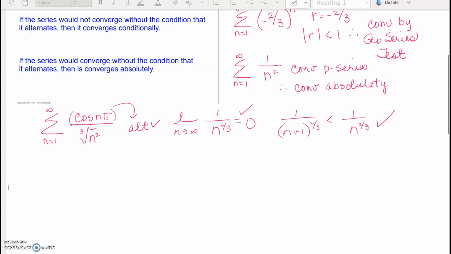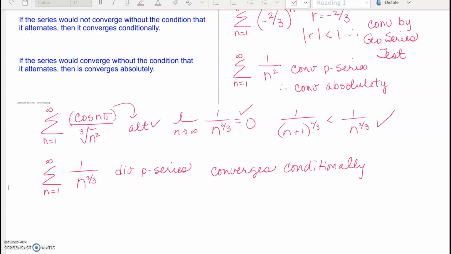However, we want to go one step further, so we're going to strip away that alternating condition, and we're going to look at 1 over n to the 2/3. Well, that's a p-series just like the one up above, and it is a divergent p-series because 2/3 is less than or equal to 1. So this one converges conditionally, and that condition is that it alternates. If it didn't alternate, it would diverge, but because it has that extra condition of alternating, it converges.